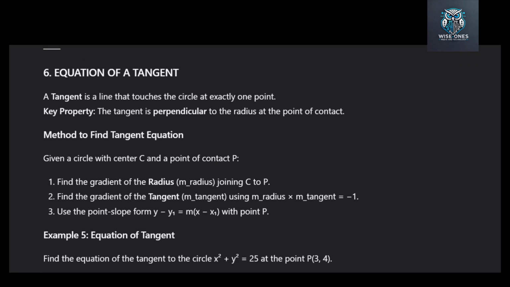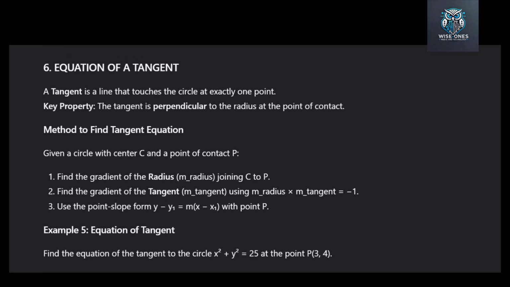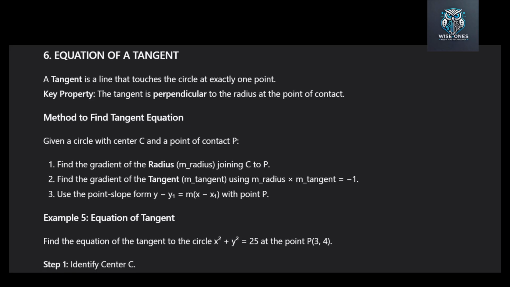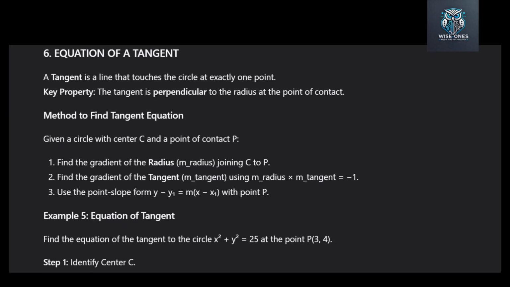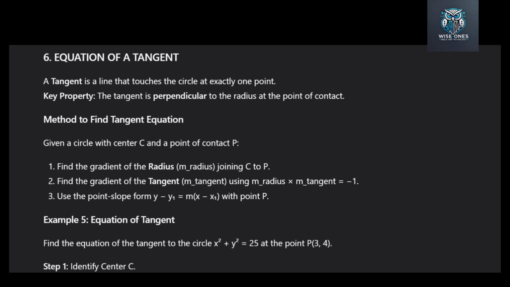There is a key property you must know. The tangent is perpendicular to the radius at the point of contact. This means if you draw a line from the center to the point where the tangent touches, that line is the radius. The angle between the radius and the tangent is 90 degrees.